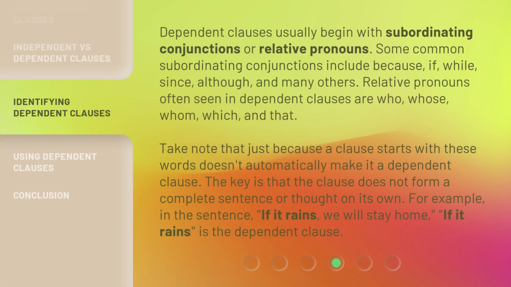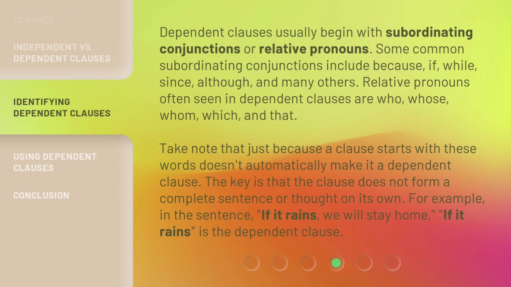Dependent clauses usually begin with subordinating conjunctions or relative pronouns. Some common subordinating conjunctions include because, if, while, since, although, and many others. Relative pronouns often seen in dependent clauses are who, whose, whom, which, and that.